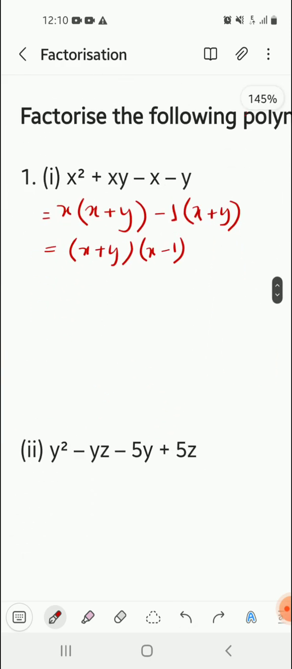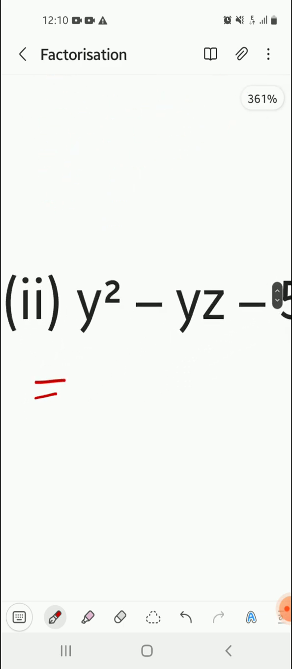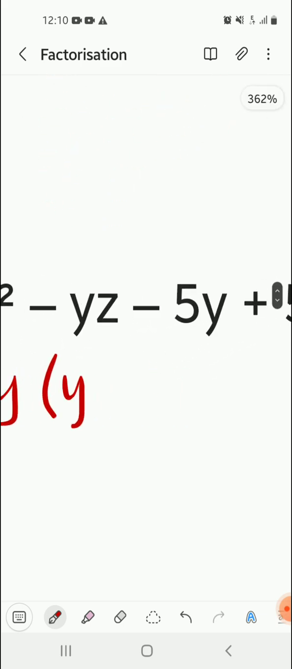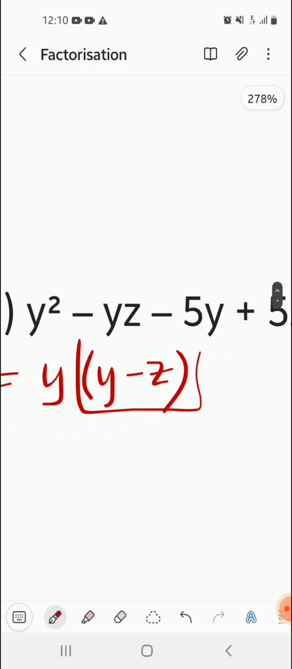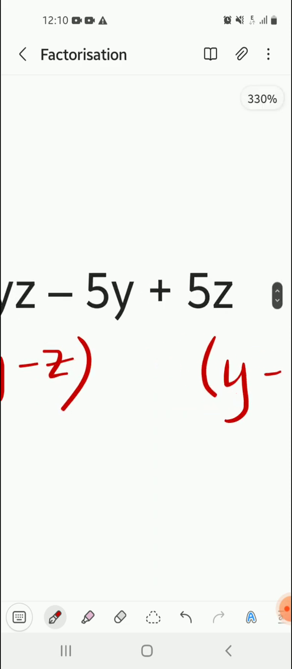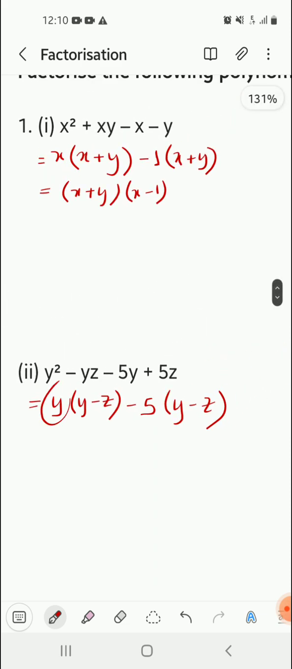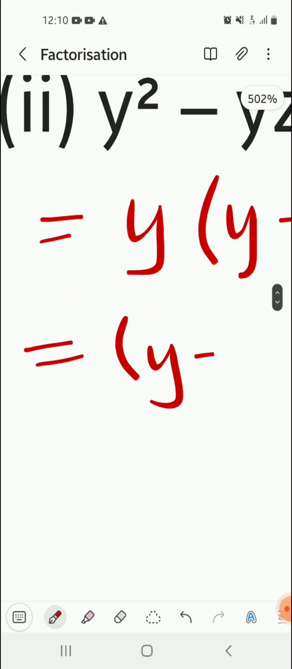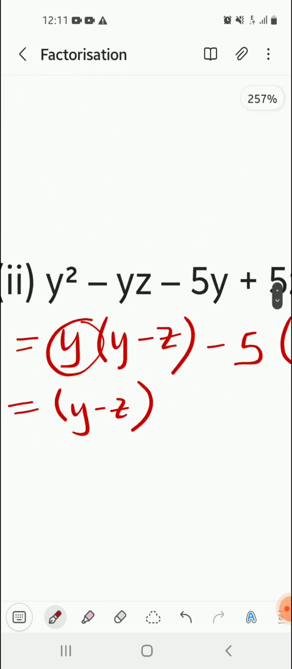Next, see, over here we have got y square, so y minus z. Once you have got y minus z, same thing will repeat itself here, y minus z. And what is common here? We have got minus 5. Check, y into y is y square, y into minus z is minus yz, minus 5 into y is minus 5y, minus 5 into minus z is plus 5z. You see y minus z is common for both. So write it down, y minus z, and here y minus 5.